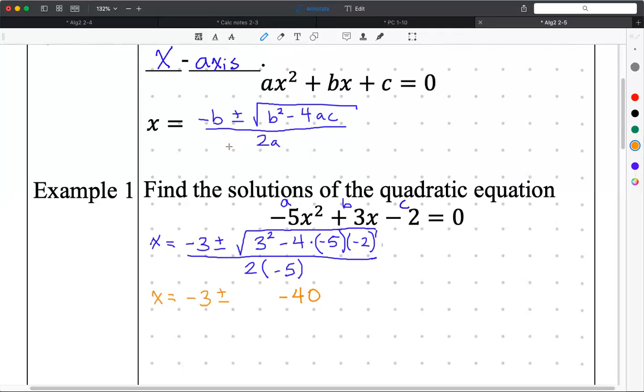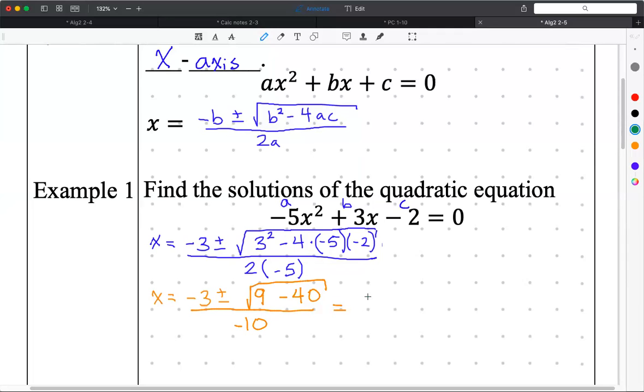Someone else, 3 squared. Nice and easy one. Wyatt. 9. So I have 9 minus 40. The numerator, denominator. Random person, Josie. Give me the denominator. Sorry, where were we? Denominator, 2 times negative 5. Negative 10. There it is. Josie's given us the denominator. Thank you, Josie.